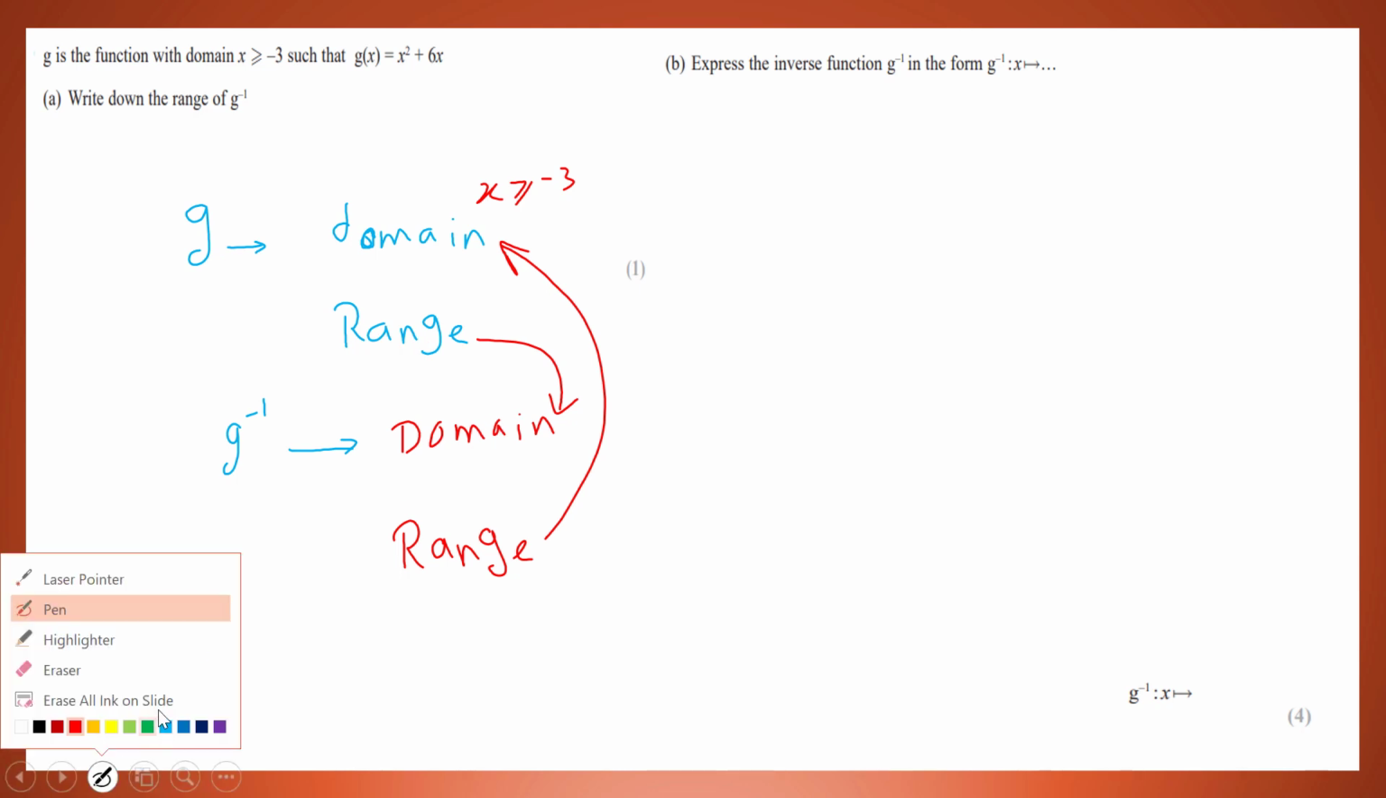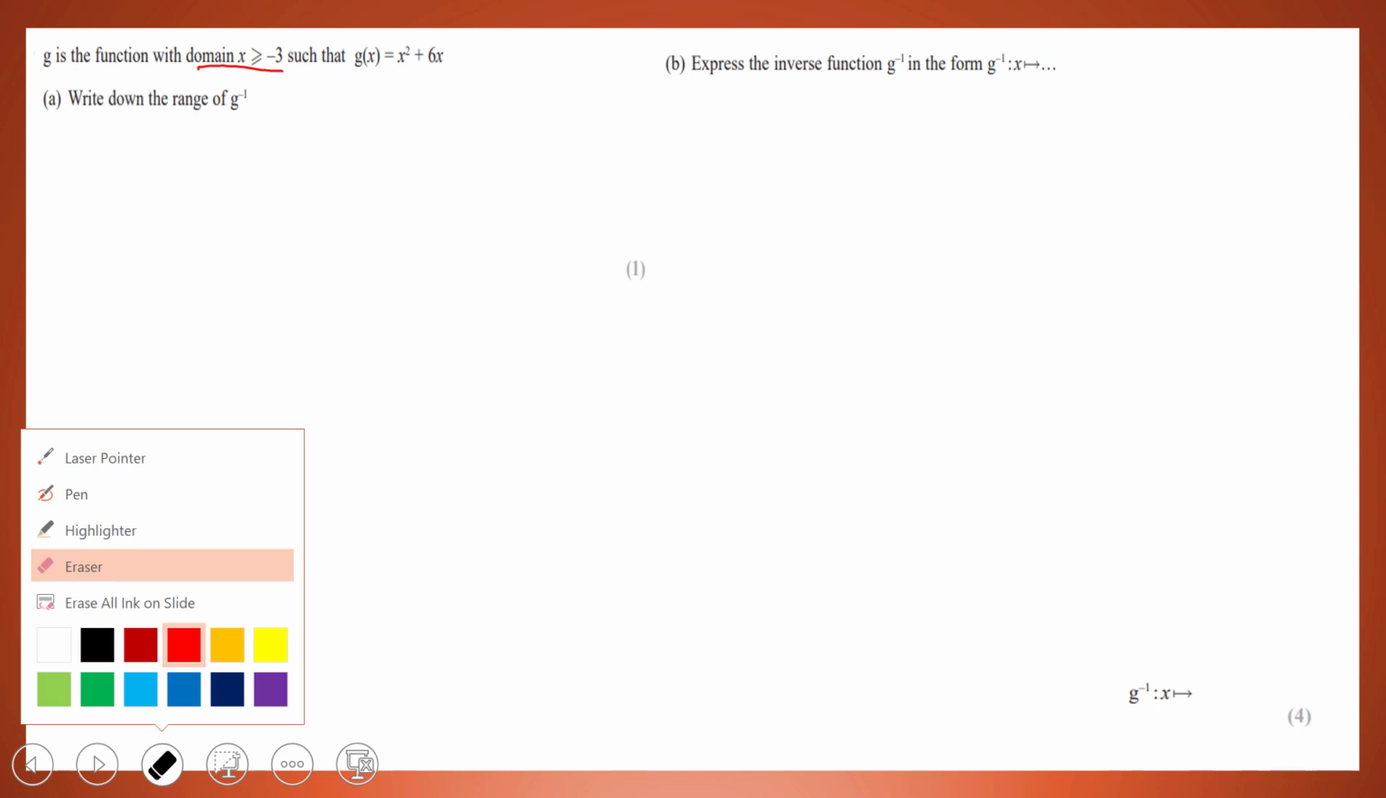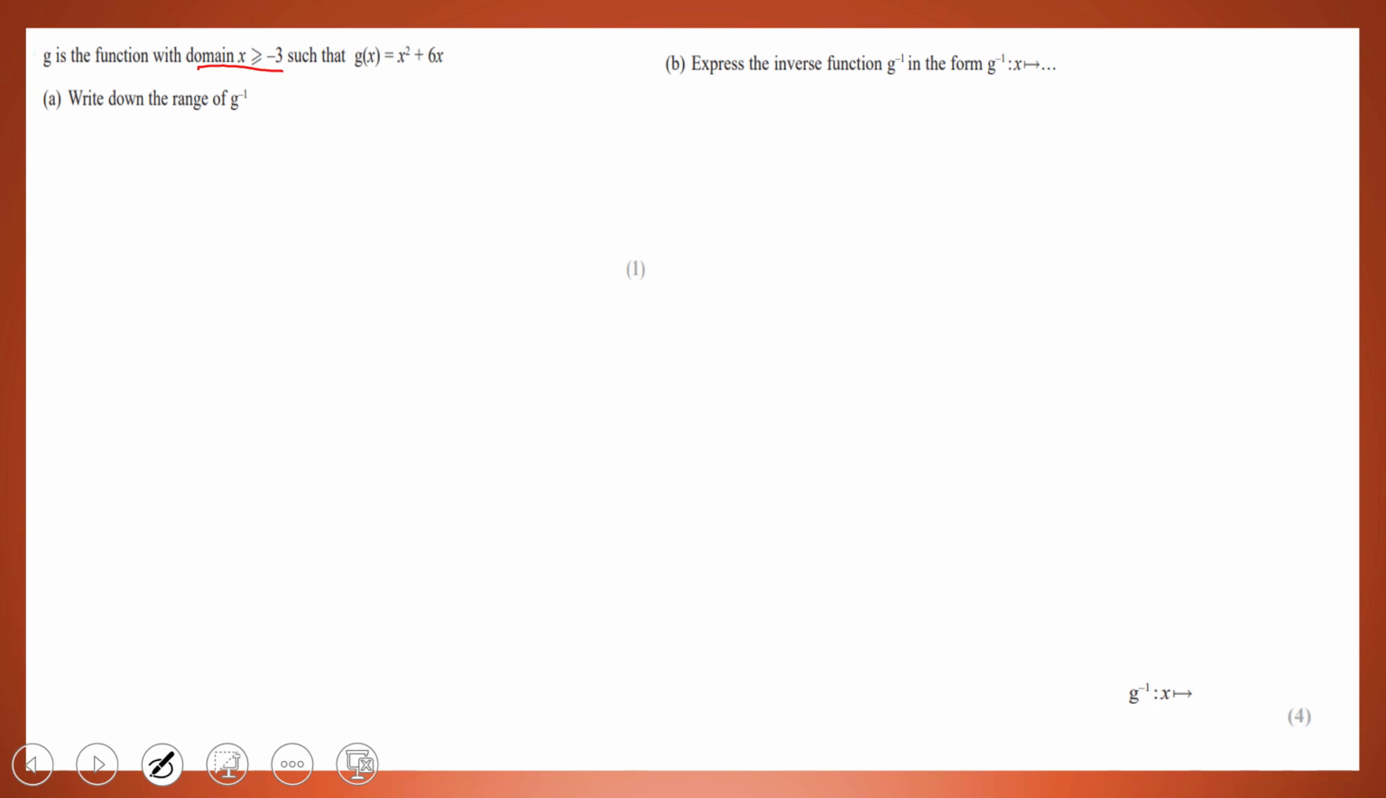So what you will do, to get the 1 mark here, if this is the domain for g, the range for g inverse will be g of x is greater than or equal to negative 3. So instead of x here, you will make it g of x, or you can write y is greater than or equal to -3, to take the mark. So the range for the inverse is the same as the domain of the original, and the range of the original is the same as the domain of the inverse.